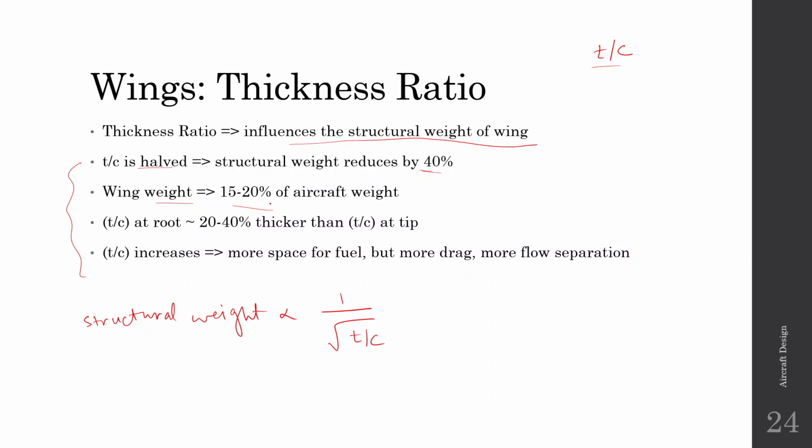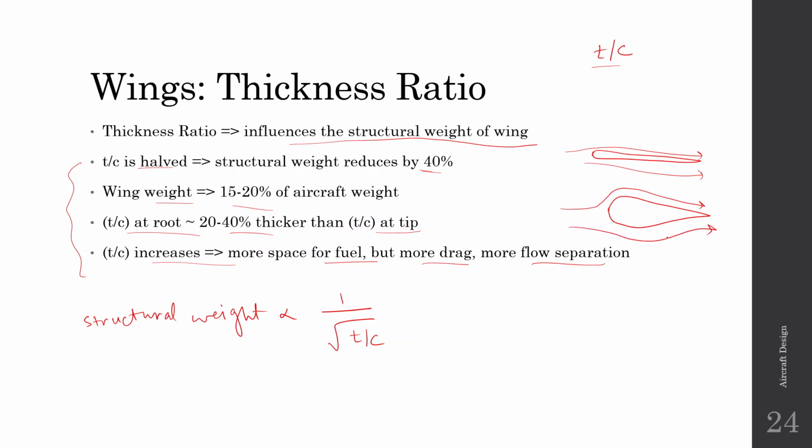Wing weight is 15 to 20% of the aircraft weight, and the T by C at the root is 20 to 40% thicker than T by C at the tip. When T by C increases, we get more space for fuel, but we also get more drag and more flow separation. If you have a very thin aerofoil, then the airflow is not very disturbed. You can guess these things. But if you have a very thick aerofoil, then your airflow has to change direction a lot, right? This disturbance causes more drag and more flow separation.